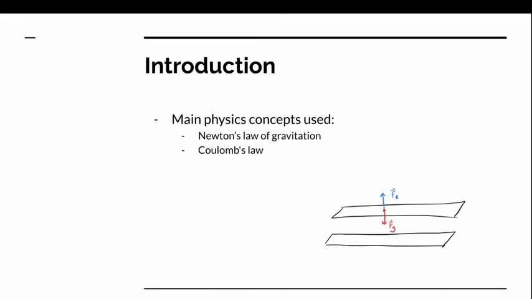The main physics concepts used were Newton's law of gravitation and Coulomb's law. Newton's law of gravitation was used to determine the downward force that was acting on the tape. Coulomb's law was used to determine the upward force caused by the charged particles on both tapes. When tape A experienced a force of equal magnitude to its gravitational force, it would then cause the hovering that was seen in the experiment.